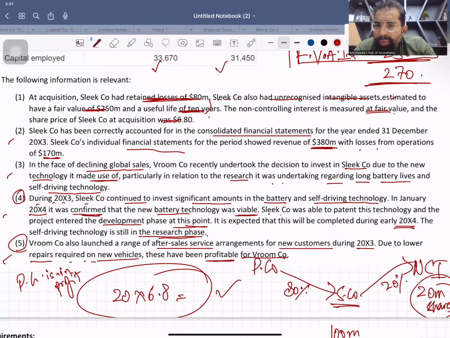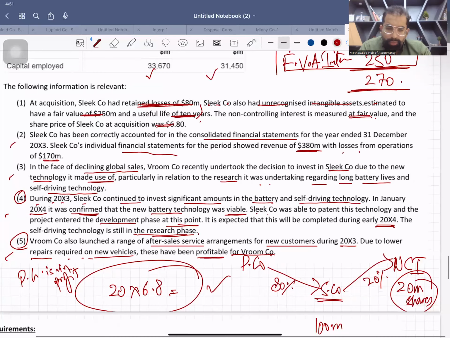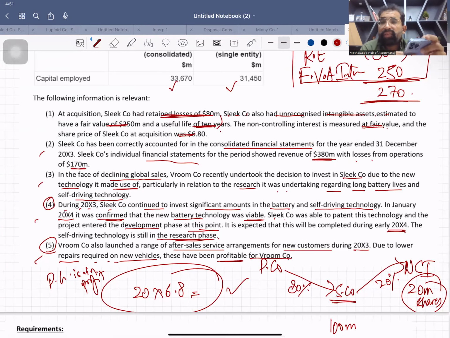So individually, the parent company is in good profit, but yes, the group overall is not looking good because of the subsidiary company. So I'm giving you 1 minute to read it. Please have a look. Just read this point and think over it.